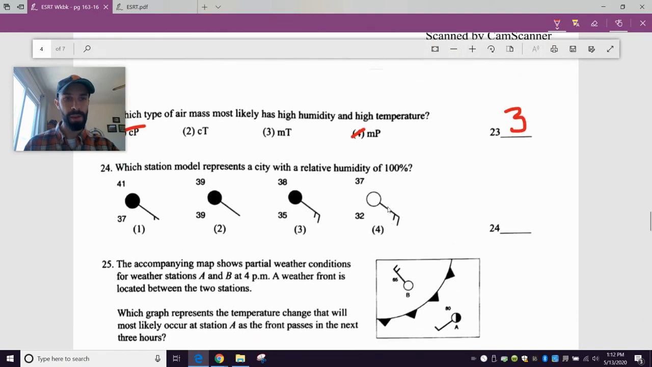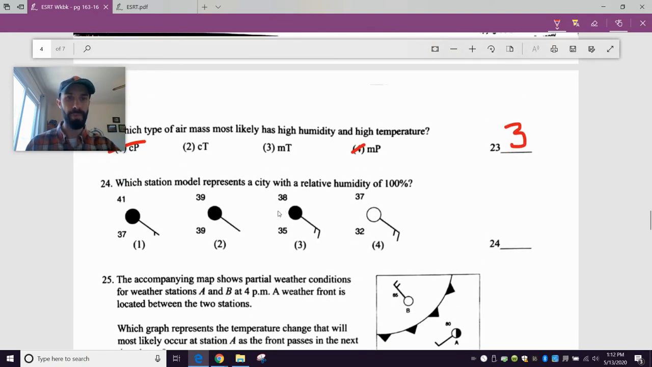Okay, 24. Which station model represents a city with a relative humidity of 100%? So here's some review of some humidity stuff. 100% humidity means, number 1, there's going to be 100% cloud cover. It's either raining or snowing, or there's some type of precipitation coming down. So that gets rid of this choice because this one right here doesn't have any cloud cover. These other ones all do have 100% cloud cover, so that doesn't really narrow it down.